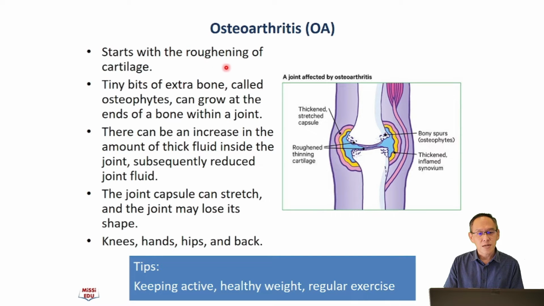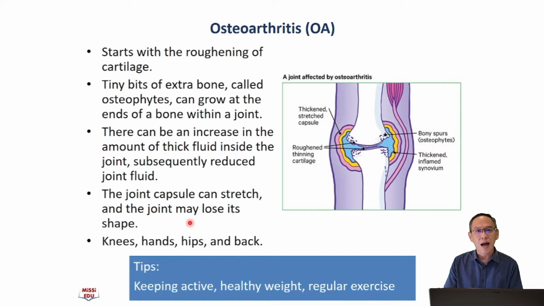Now, the pathology starts with the roughening of the cartilage. The cartilage is the end plate covering the end of the joint, especially in the knee. Eventually, there are tiny bits of extra bone we call osteophytes growing at the end of the bone within the joint. And there can be an increase in the amount of thick fluid, or synovial fluid, inside the joint and subsequently reduced joint fluid. The joint capsule can stretch, and because of this, the joint can lose its shape and become distorted.